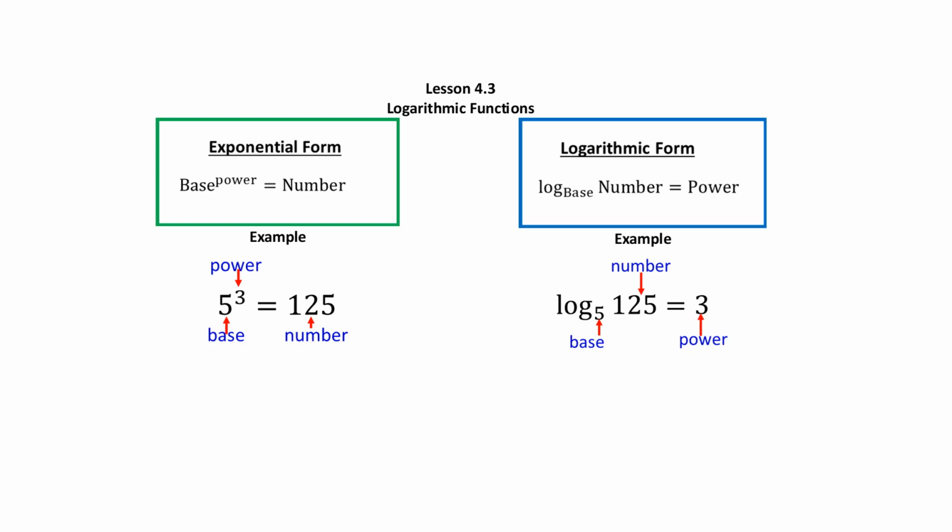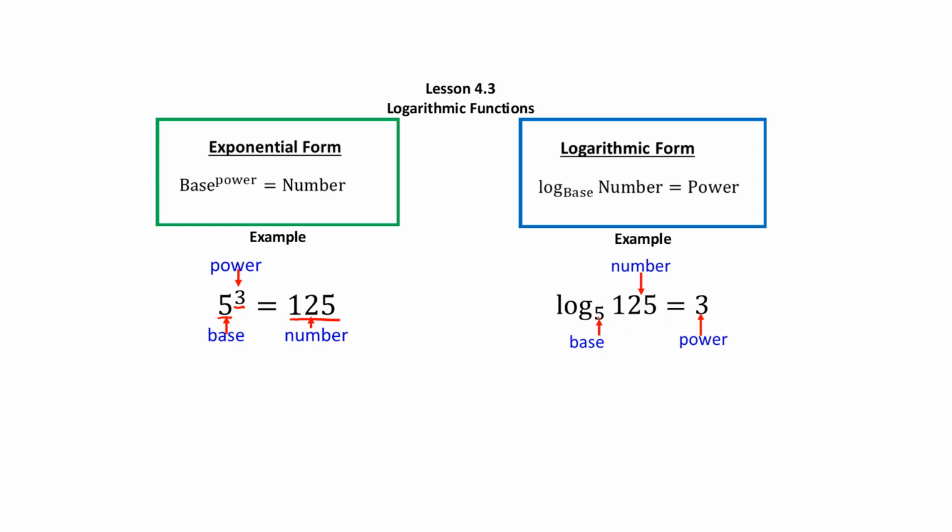So an exponential form of an equation is where you have a base, like 5, you're raising it to a power, like 3, and you get a number, like 125, which is 5 cubed. The logarithmic form is the same information, but it's just put in different places. So this says log base 5 of 125 equals 3.